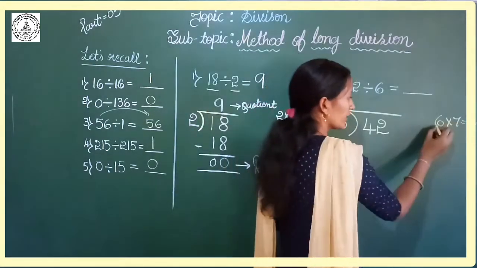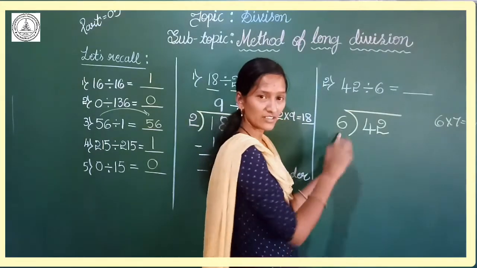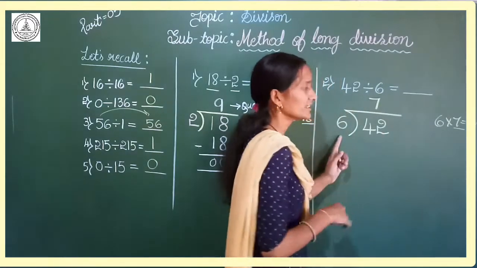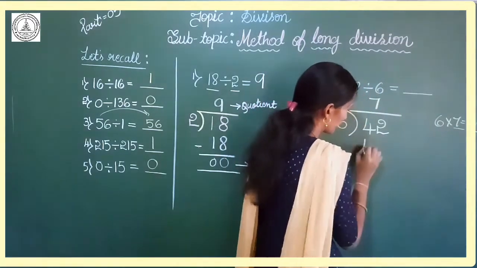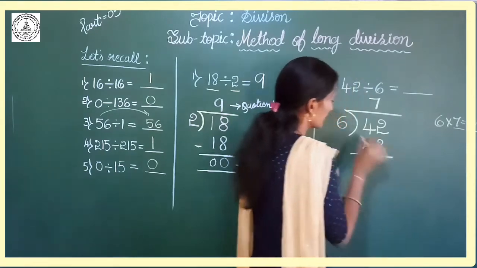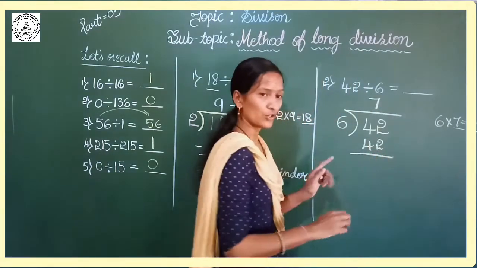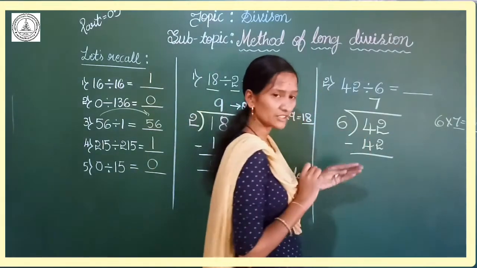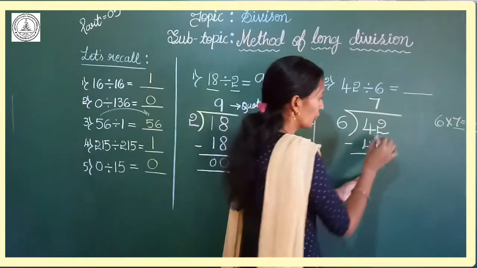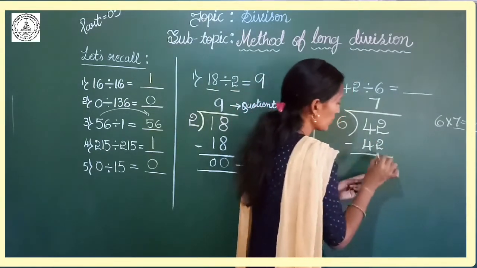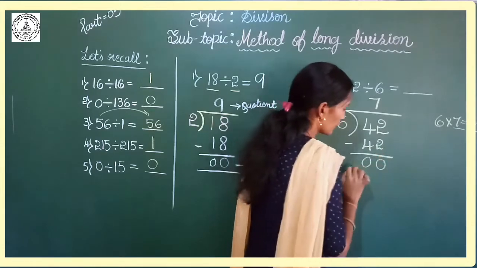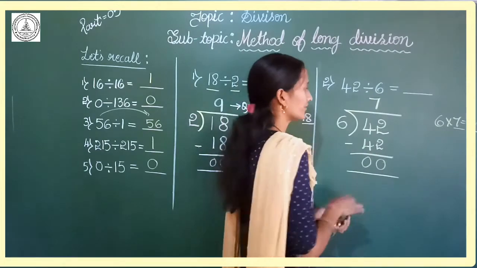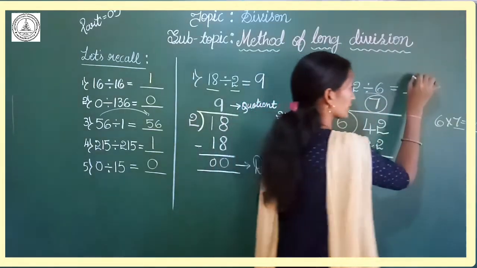Right? So 6, this is the divisor here. Already we write it. So next, write this 7 above this line. Next, write down this 42 here. See here, 6 7's are 42. What is our next step? So the next step is you have to subtract it. Means you have to subtract these two numbers. So 2 minus 2 is 0. 4 minus 4 is 0. So what is our quotient? Means answer is here, this 7 is the answer. So write down here 7.